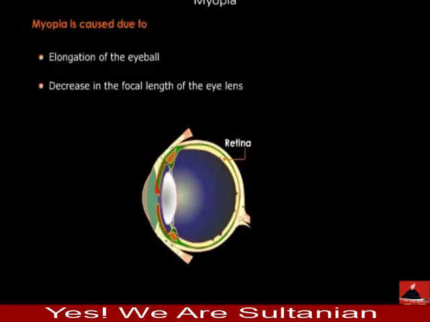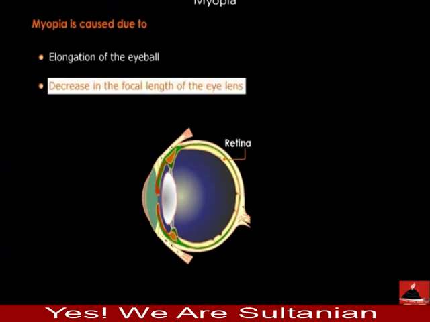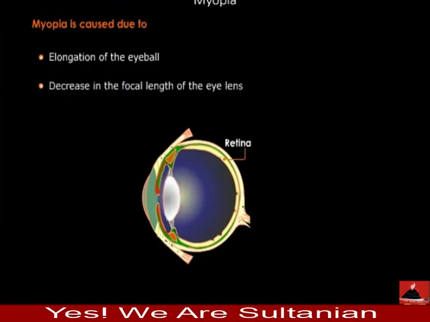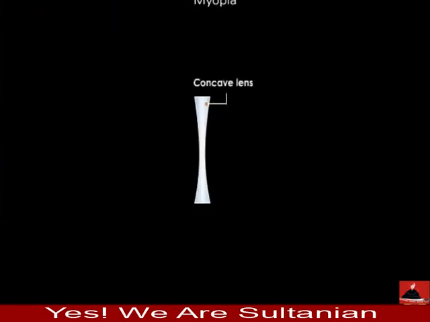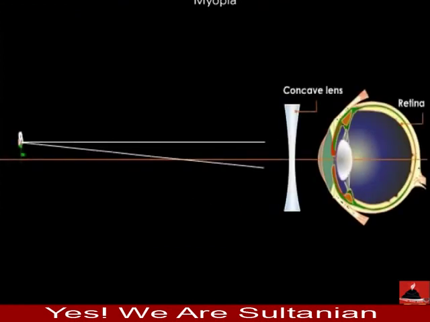Myopia is caused due to elongation of the eyeball, that is, the distance between the retina and the eye lens is increased. Decrease in the focal length of the eye lens. A concave lens is used to rectify this optic abnormality. The ray diagram shows how a concave lens helps in focusing the light on the retina.